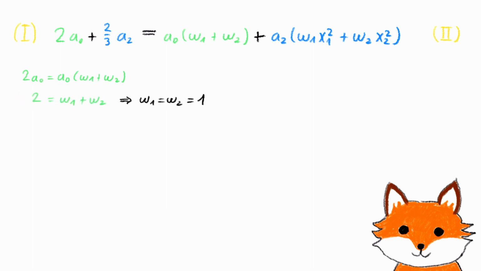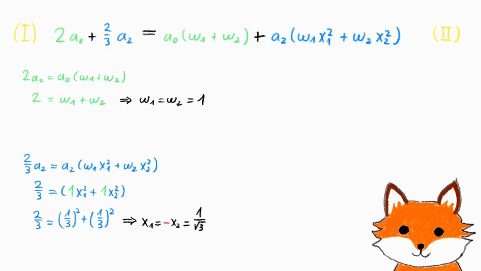Cancelling the term a0 directly leaves us with one obvious solution. Omega1 equals omega2 equals 1. Now, let's investigate the blue parts. Cancelling a2 and inserting the omegas found in the previous step leaves us with this equation. This, again, can be solved by assuming the absolute values of x as being equal. Note here that the signs of x1 and x2 are opposite, otherwise x1 would be equal to x2, leaving us with only one support point, which is a contradiction to our initial assumption that there must be n, in our case 2, distinct support points.